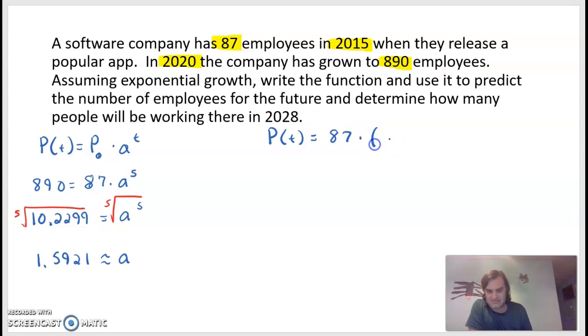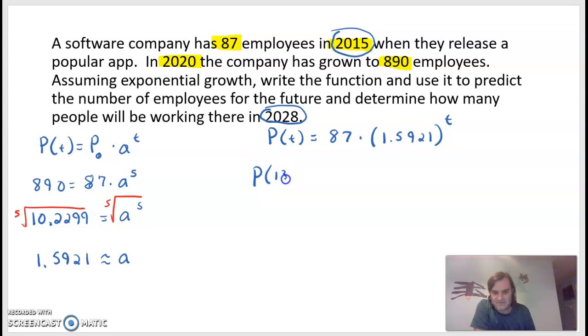Okay, so the population formula, I now have the A, but it will be P of T starting at 87 times base 1.5921 raised to the T. And this T is in years. And it says predict how many people will be working there in 2028. So that is 13 years from 2015. So I want to find P of 13. So 87 times 1.5921 raised to the 13.